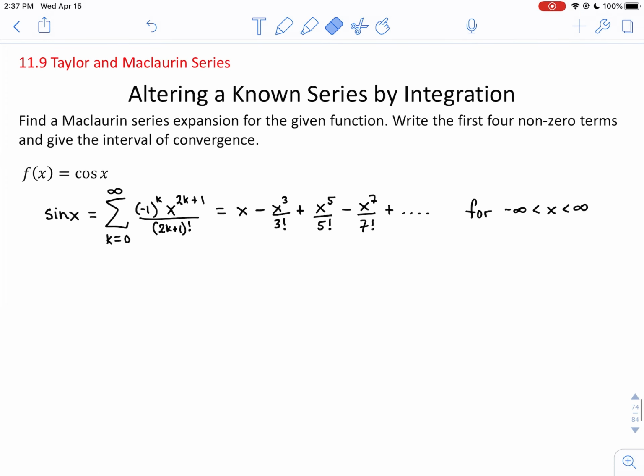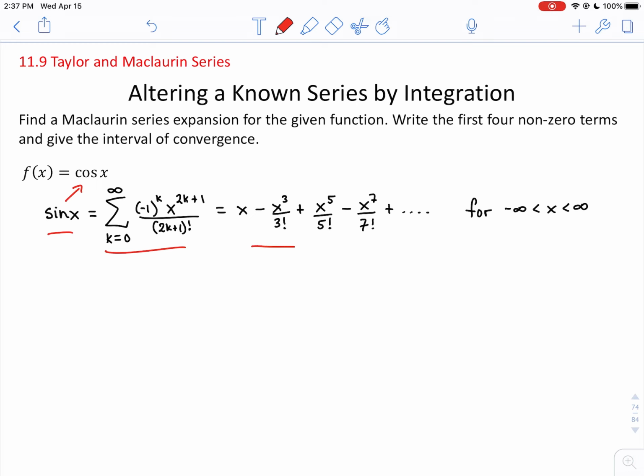You can alter a series by integration. So we're going to want to find a series for cosine. Now one thing I could do to go from sine to cosine is I could differentiate it. Differentiate this, differentiate this, differentiate that, and then we have no change in radius. So it'll be the same interval. That's actually the preferred way. But I'm going to do this using integration just to show you how integration is done.